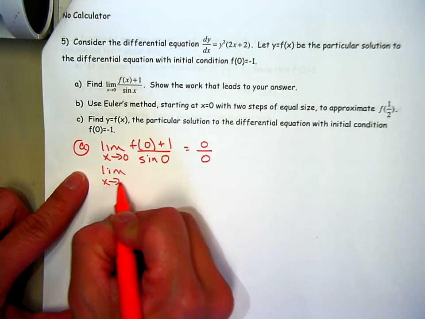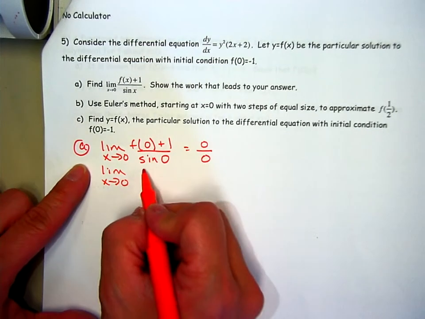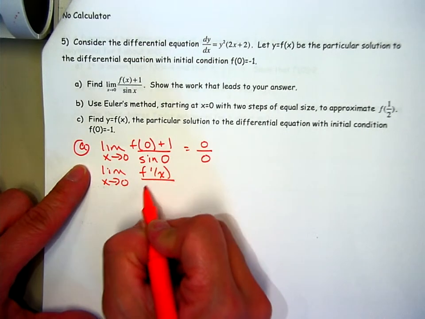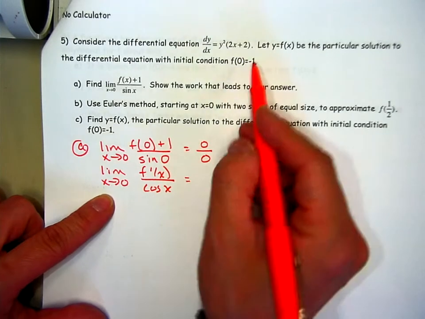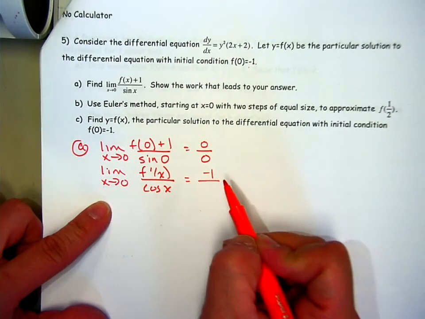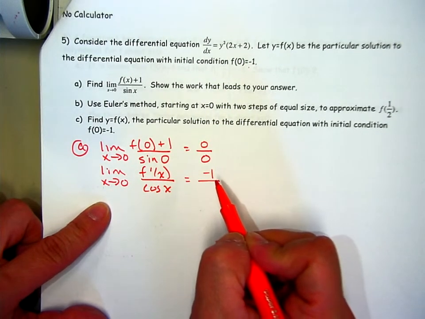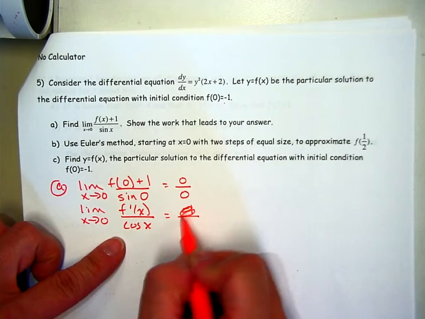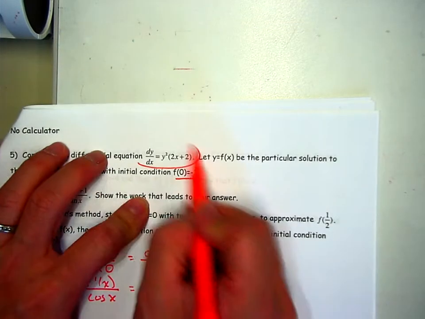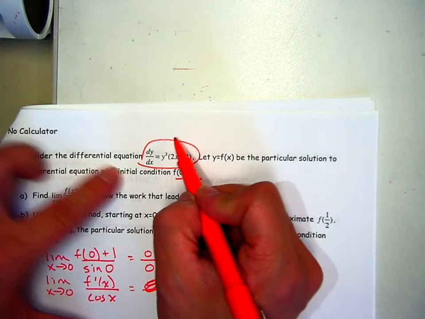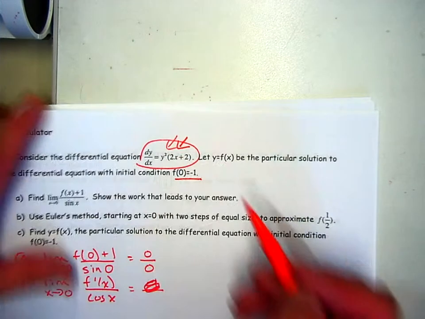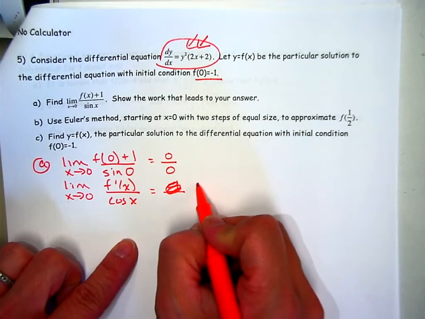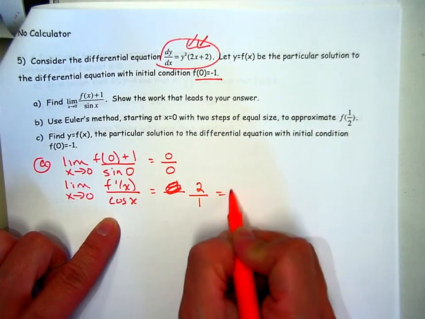L'Hopital's rule just says take the derivative of the top, which would be f prime, and the derivative of the bottom is cosine of x. And if I plug in 0, f prime of 0 is given as -1, cosine of... wait, f prime of 0 is not -1, that's f of 0. F prime of 0 is what you get when you plug in 0 for x and -1 here. This is actually 2, and cosine of 0 is 1, so this is 2.